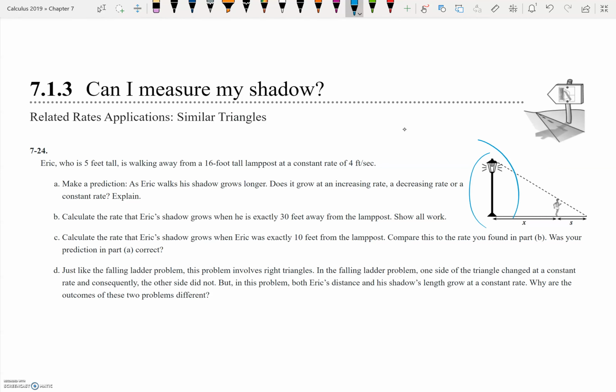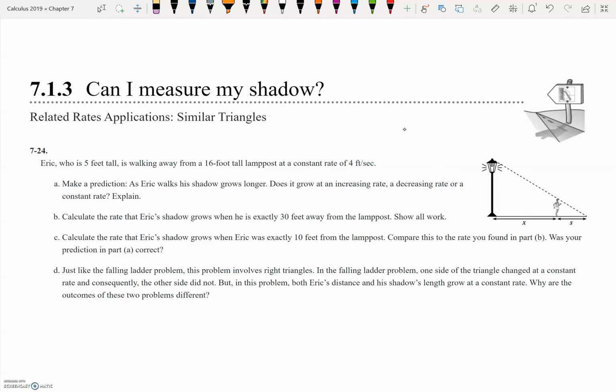We've got our lamppost, we've got our guy. I'm going to be drawing a triangle below. We're going to make a prediction. As Eric walks, his shadow is growing longer. If you ever walked away from a light source, your shadow will end up growing the farther you are away from that lamppost. So the rate at which it grows, do you think that it grows at an increasing rate, a decreasing rate, or a constant rate?